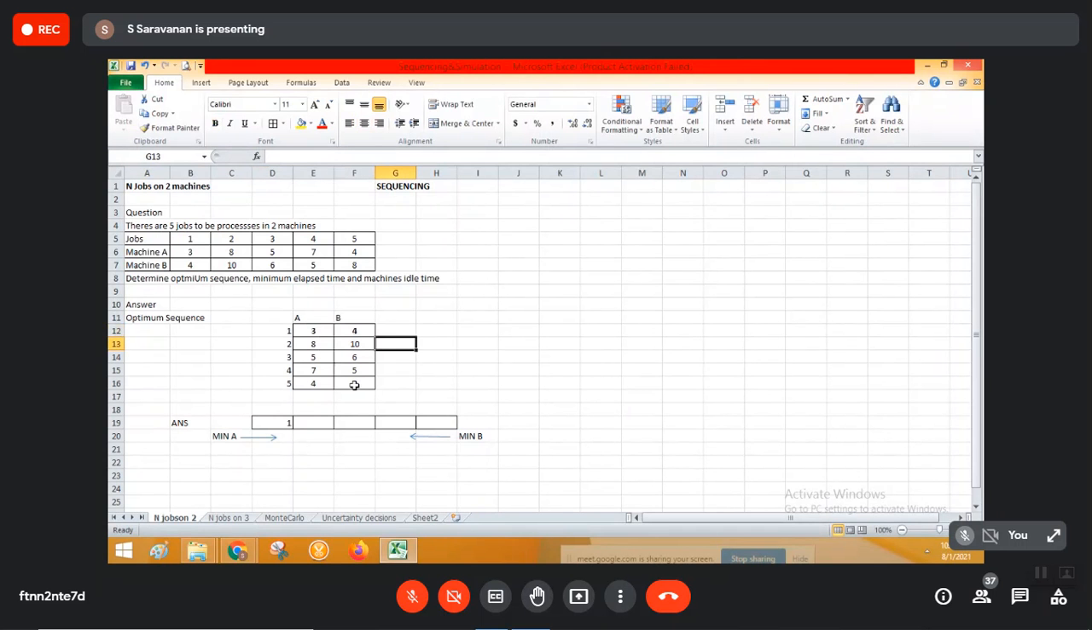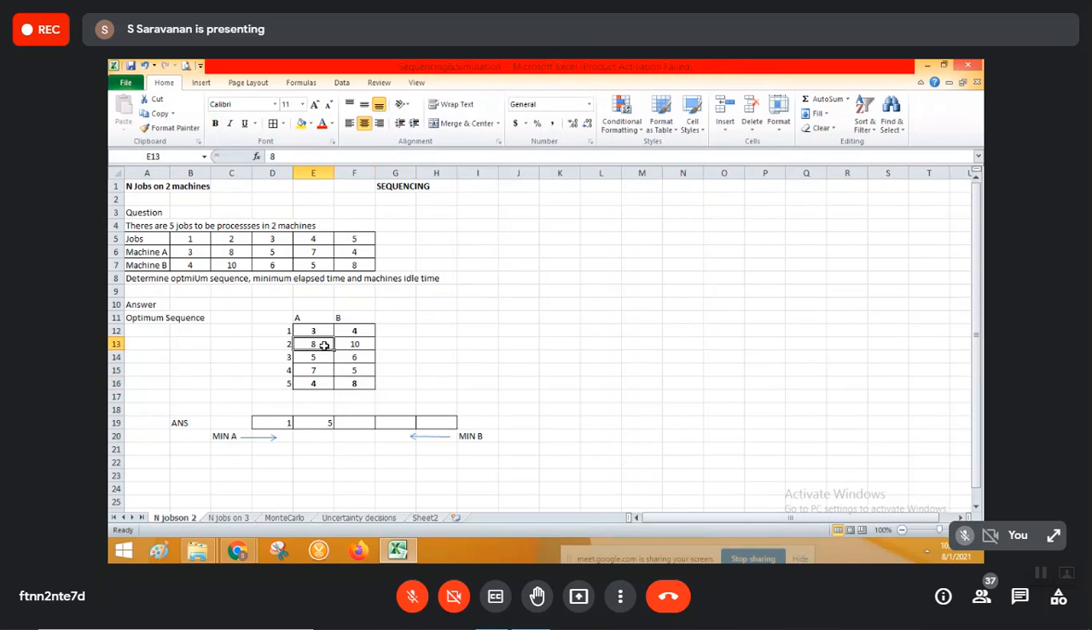So of these 8, 5, 7, 10, 6, 5, 4, which is the least? 4 is the least. Again, the minimum is in which machine? A machine, right? So it should come from the left hand side. So activity 5 goes there. So this is over. We have taken 2 activities.